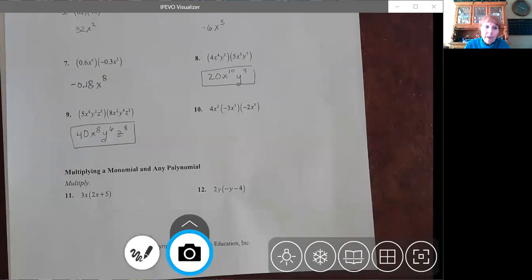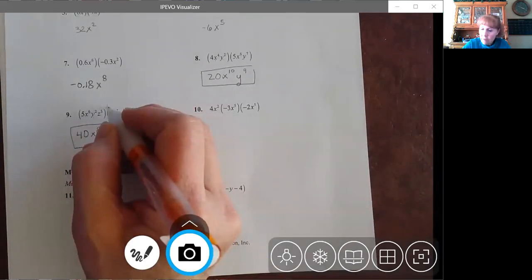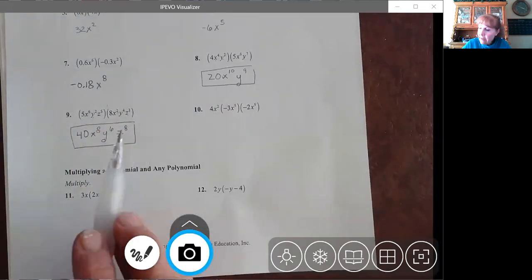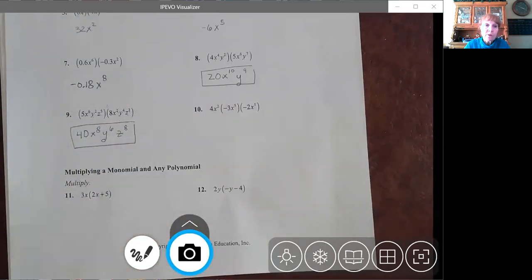Now again, we would not be able to add those together. If I had a plus sign in between those parentheses, they'd have to stay separate because the groups don't match. But we could multiply them and then add exponents. All right, let's look at this next one.